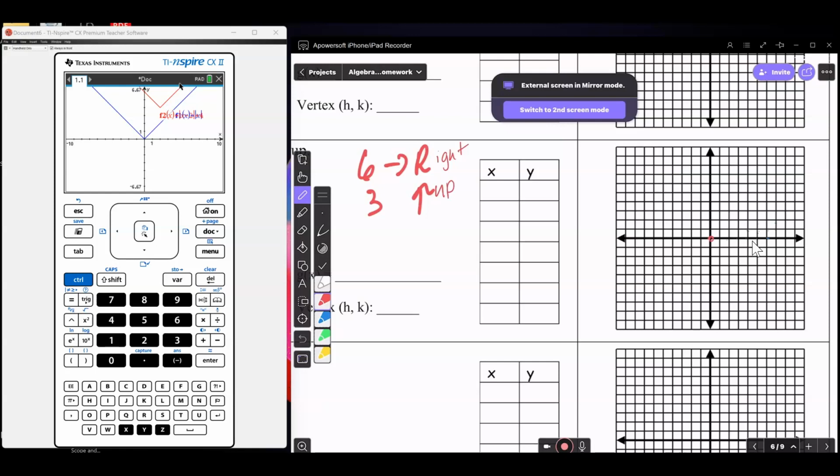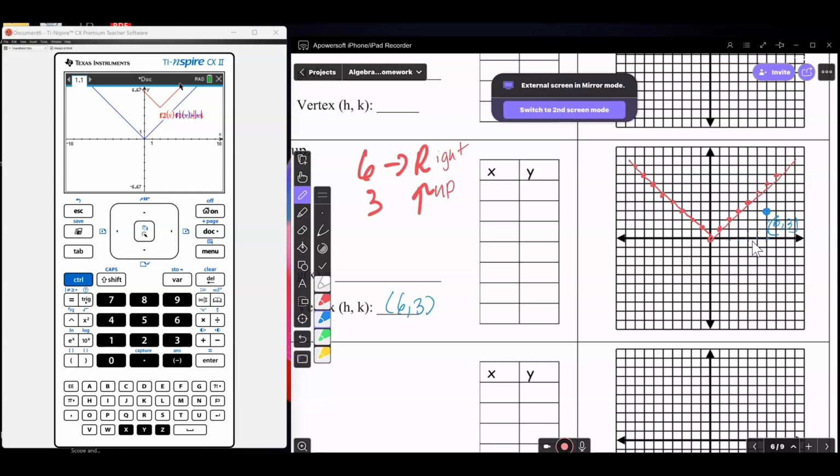I'm going to start with the parent function. So go ahead and grab the parent function. Now I'm going to use a different color, and I'm going to go ahead and apply the transformation. So I'm going to go 6 units to the right, 1, 2, 3, 4, 5, 6. And then 3 units up, 1, 2, 3. So the new vertex is going to be 6, 3. That's the new vertex, 6, 3.